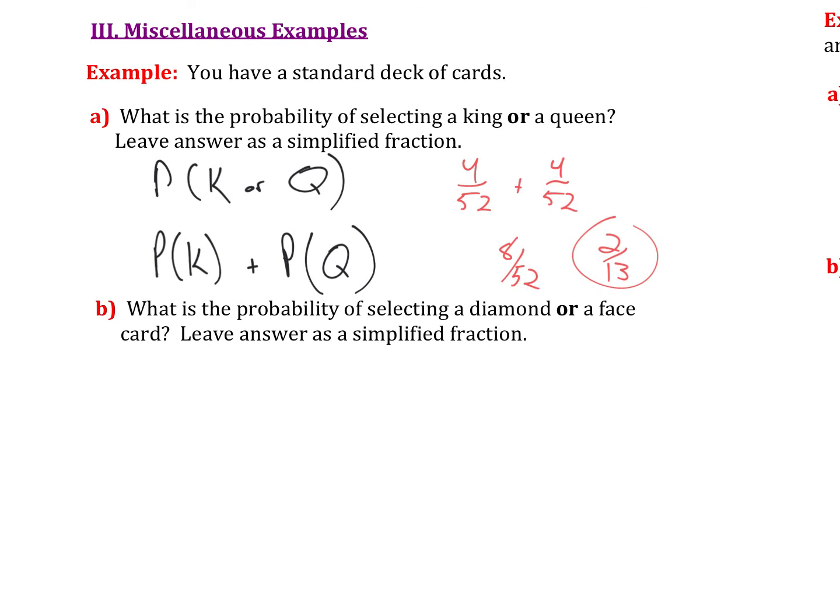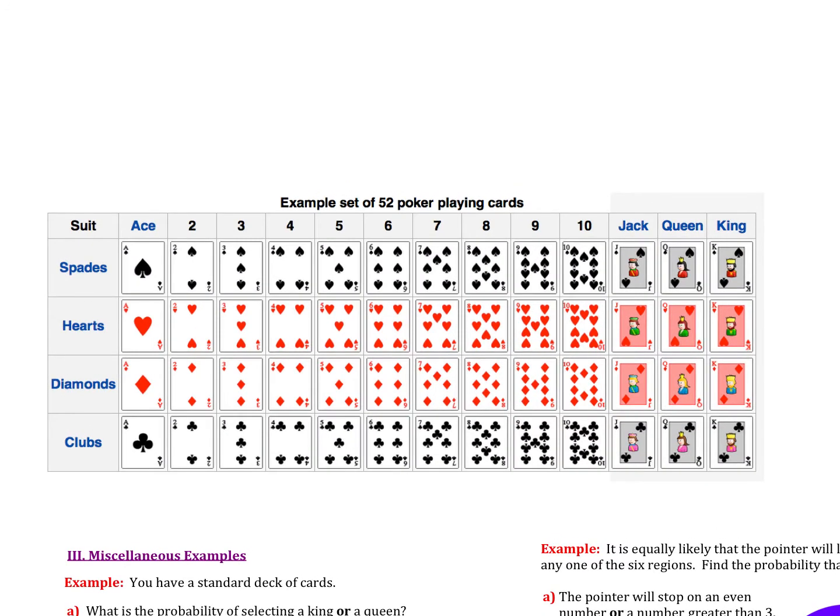What is the probability of selecting a diamond or a face card? So, diamond or a face card. All right, well, let's go to our deck of cards. Looks like diamonds, I'm going to have 13 of them. So I'll have 13 diamonds.